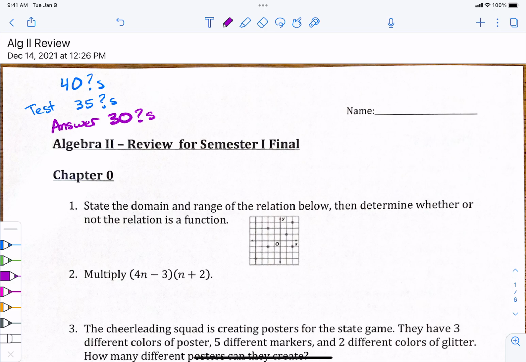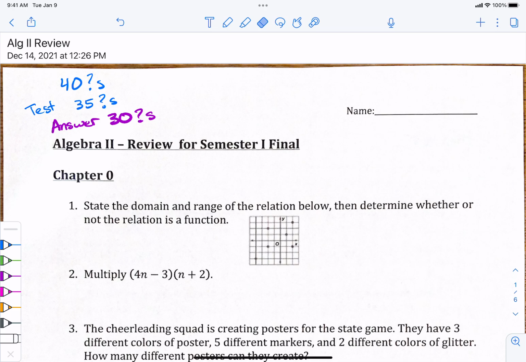Now, what if you answer all 35 and get all 35 right? You get 105%. If you answer 35 of them and get 30 of them right, you get 100%, okay? So that's how this works, all right? And I'll explain that all again come test day.